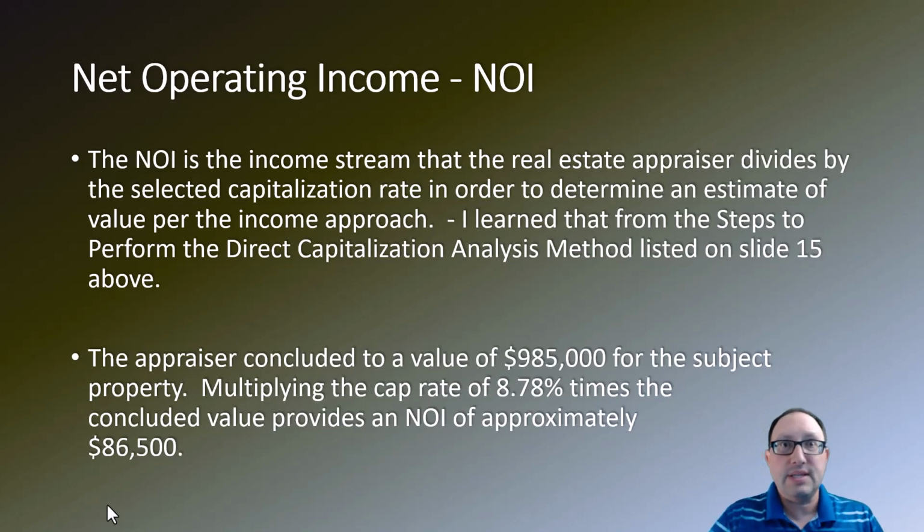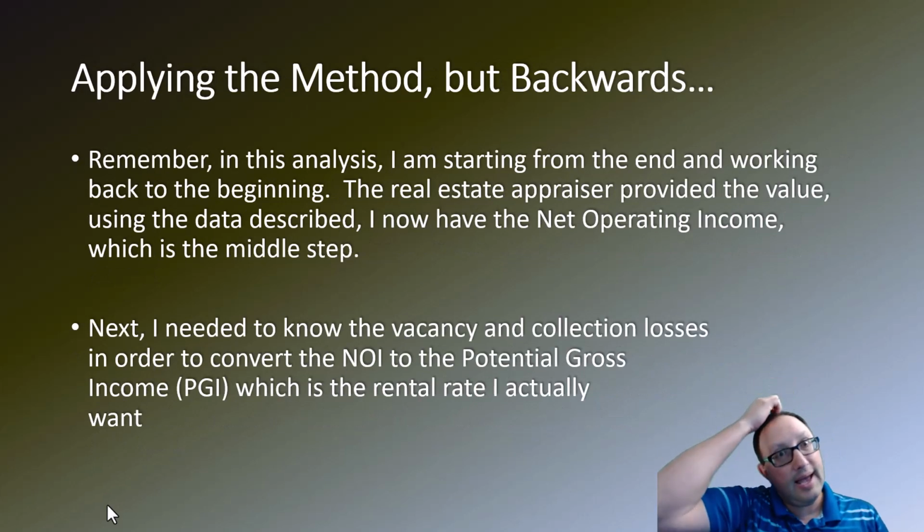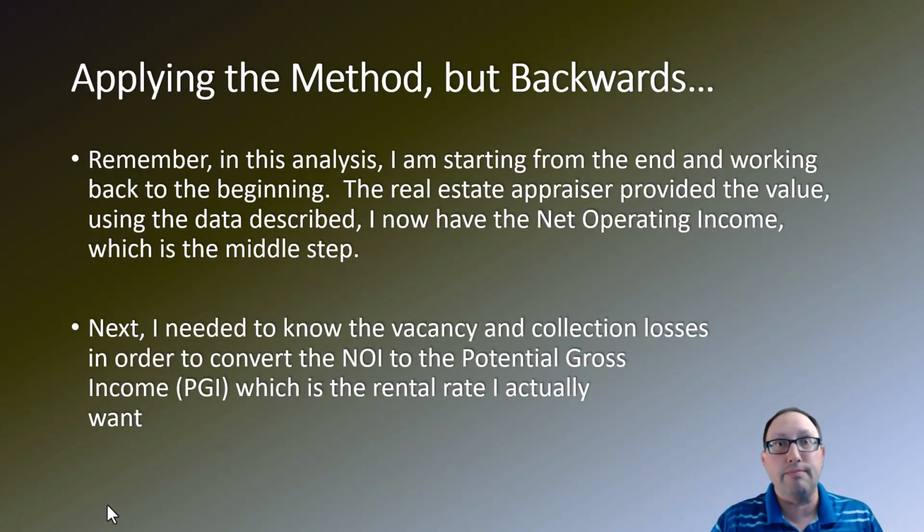Right. So all these steps, I'm just backing into it. I'm going to apply this next slide here. I'm just backing from the very bottom all the way towards the top. I have the concluded value for the property because the appraiser gave me that. I'm backing to figure out what the rental rate would have been if the real estate appraiser had used that method. So my next step, I need to know what the vacancy and collection losses were in order to convert NOI to potential gross income, which is the actual rental rate that I need.